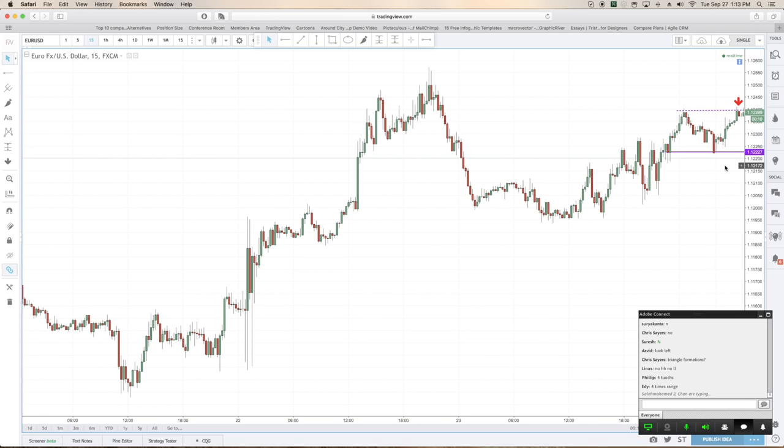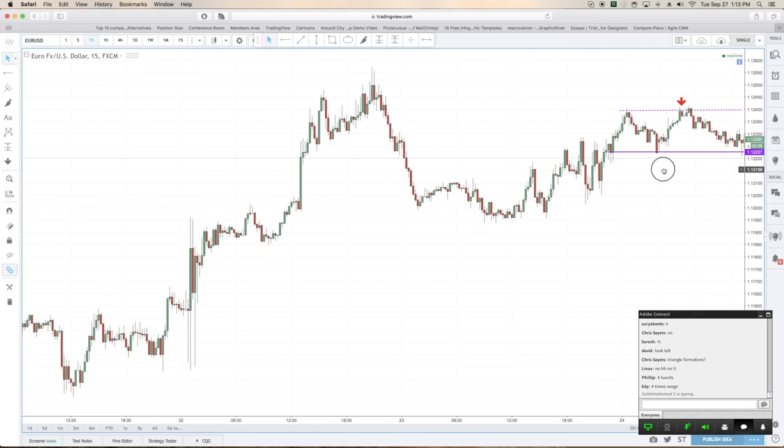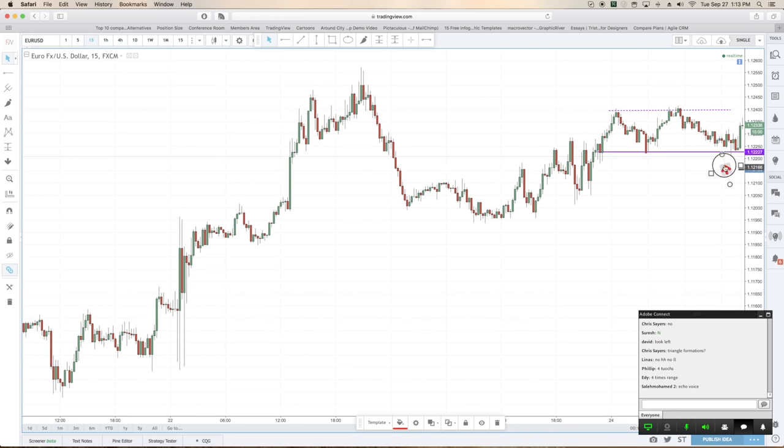And then the market comes back down, and right around the base, it starts to react. Now, take a look at this first one here. When this green candle shows up where my arrow is, can everyone hear me just fine?